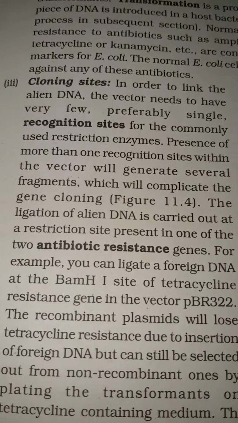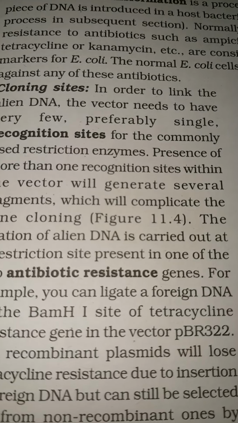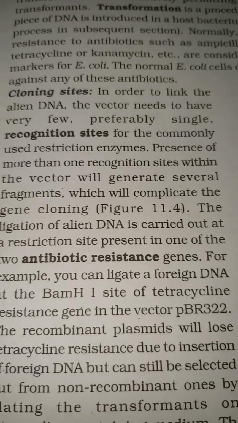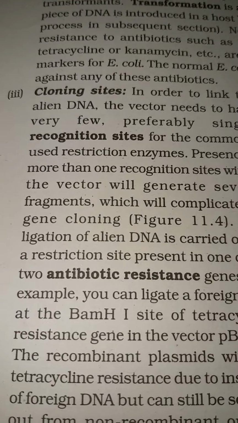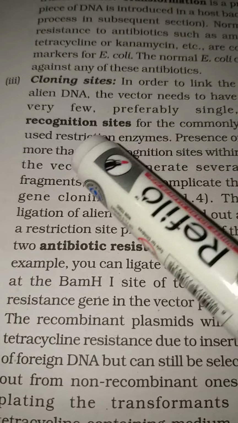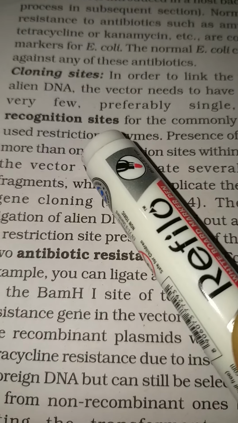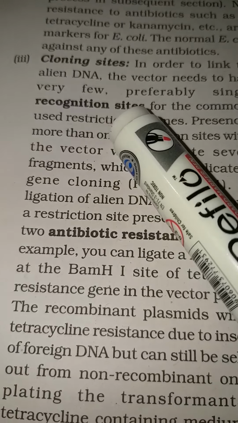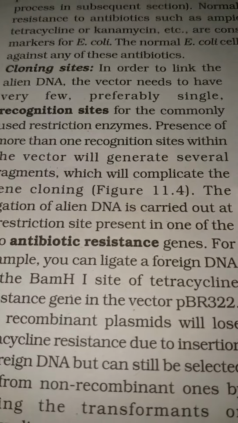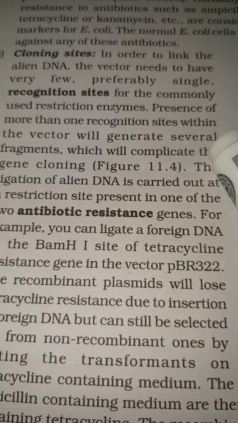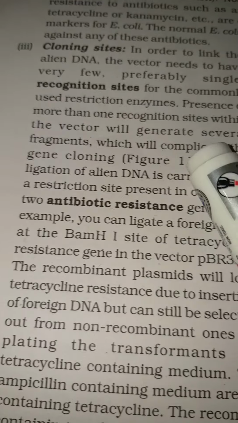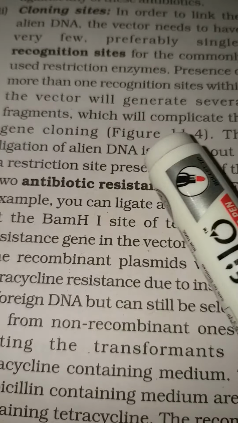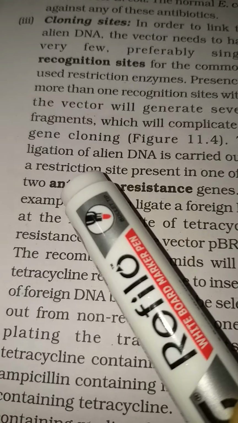Now see, if you can see the cloning site here, it is clearly written that in order to link the alien DNA, the vector needs very few, preferably a single recognition site. Now what is a single recognition site? That means the place where the DNA has to be inserted. Now, what would happen if more than one recognition site is present within the vector? It would generate several fragments, which is not required, and it would complicate the gene cloning.